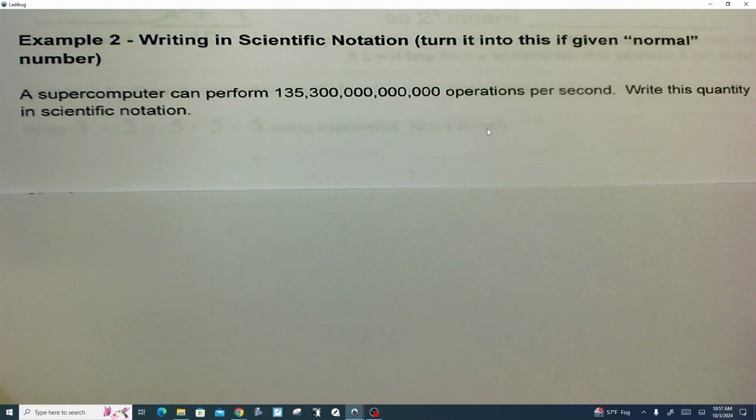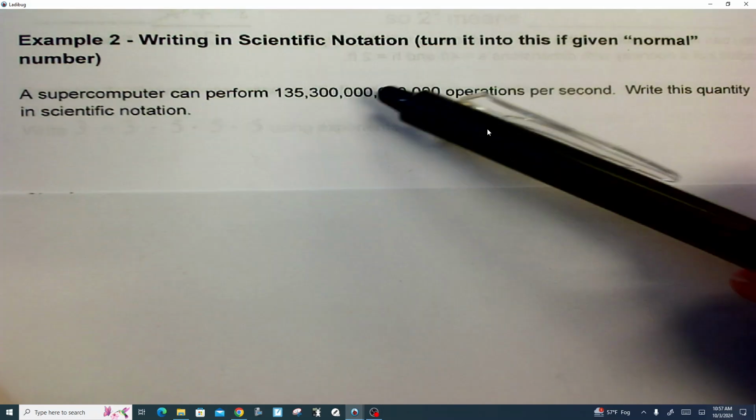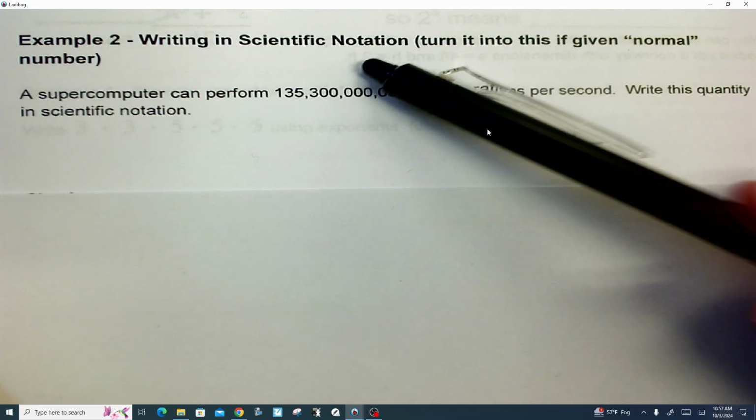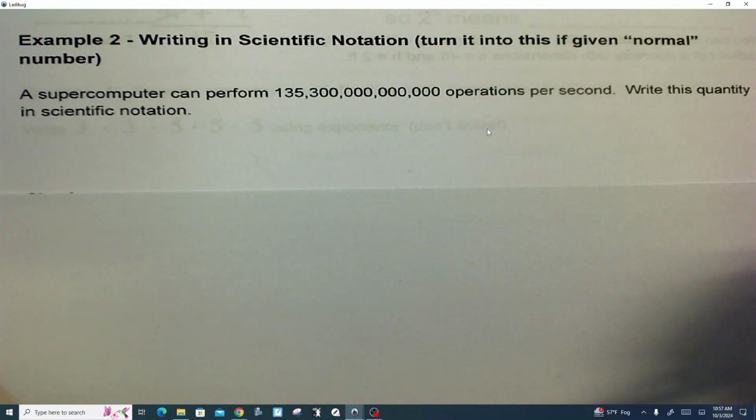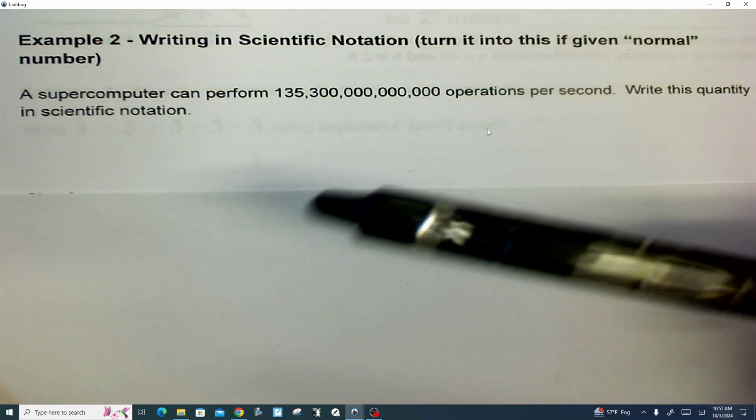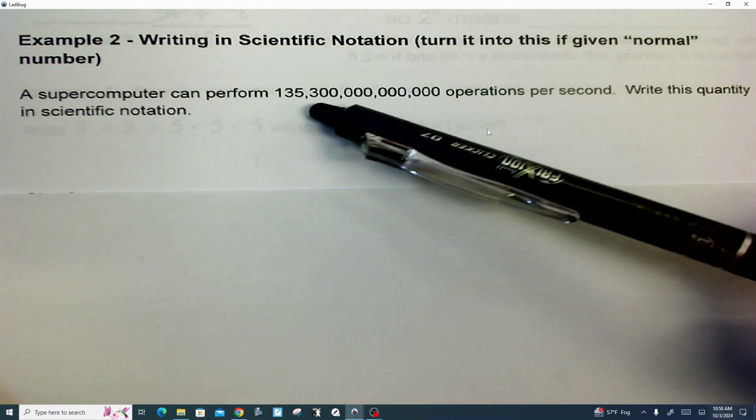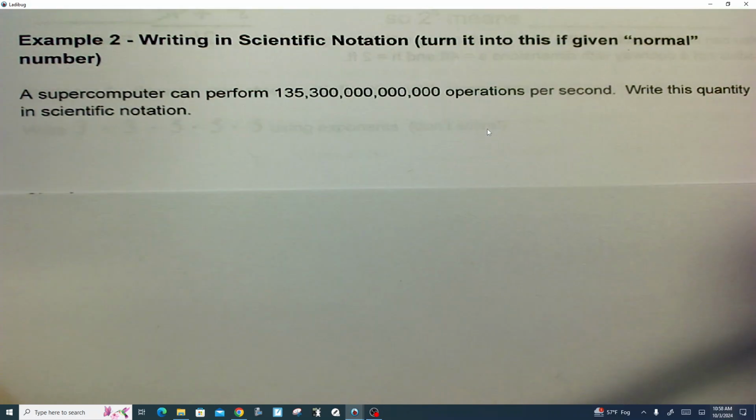All right. So we know how to write a scientific notation number into standard form, but what if they give a standard form and they say, please go turn it into scientific notation? Well, let's take a look at this story problem. A supercomputer can perform 135 trillion, 300 billion operations per second. Please write this quantity, another word for number, in scientific notation.